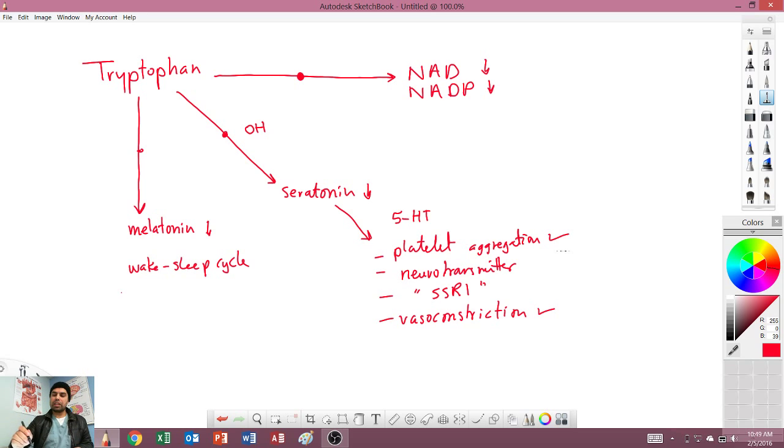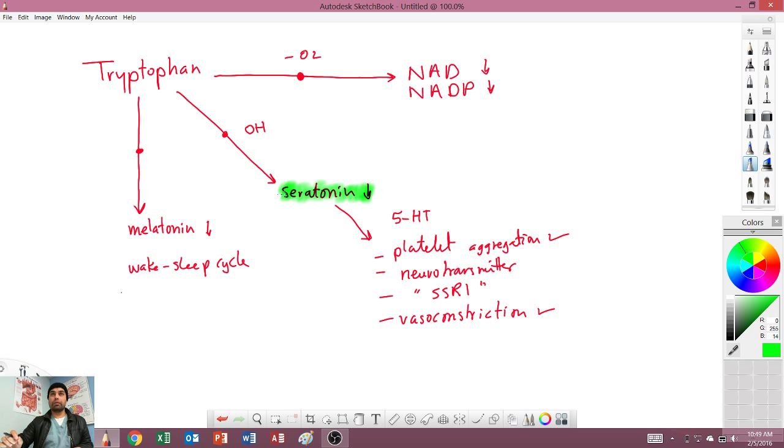Deoxygenase removes oxygen from tryptophan, so you get NAD, NADPH. So just know those things. At the end of the day, there is nothing more to it. You don't have to have multiple cycles. The metabolism is straightforward. By far the most important product of this pathway of tryptophan is serotonin.